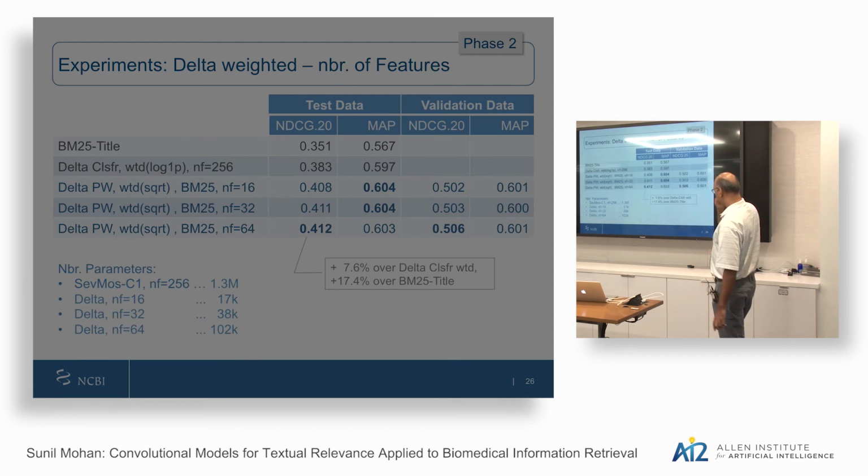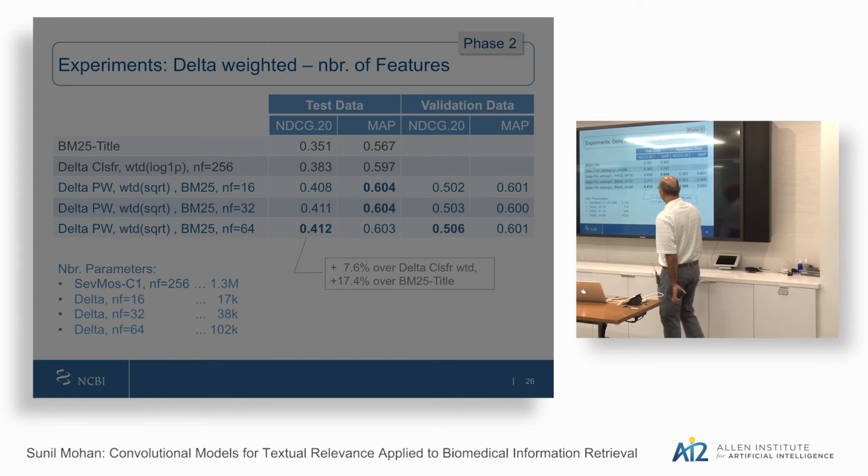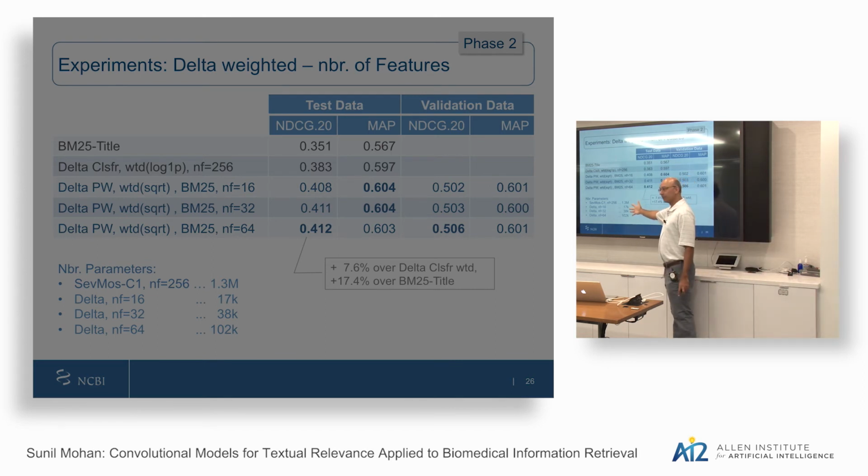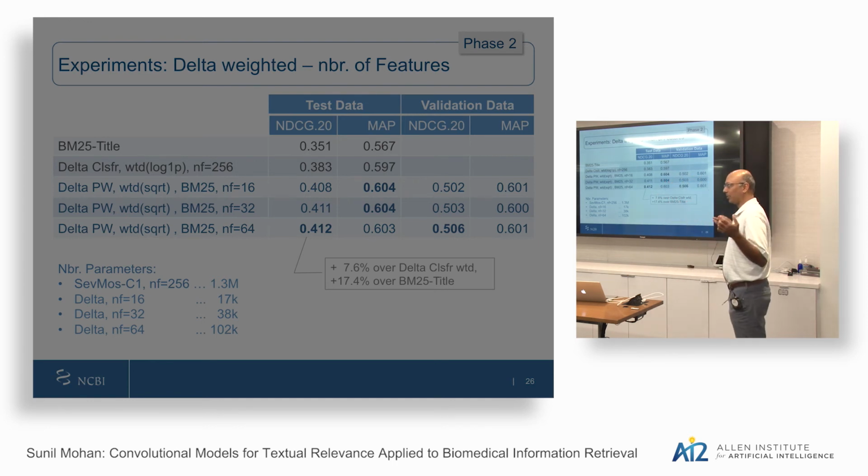Quick test of different number of features. So even a delta pairwise model with BM25 with only 16 features outperforms the classifier model. Moving to 32 makes things slightly better. Moving to 64, it's about the same. The difference in number of parameters is huge. So again, the overall goal was efficiency. So more parameters makes it less efficient.